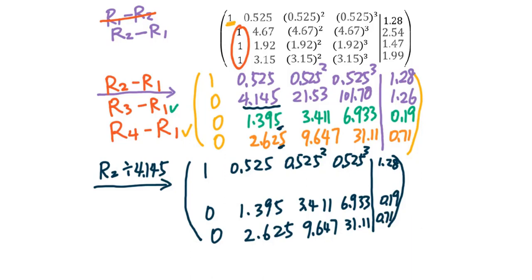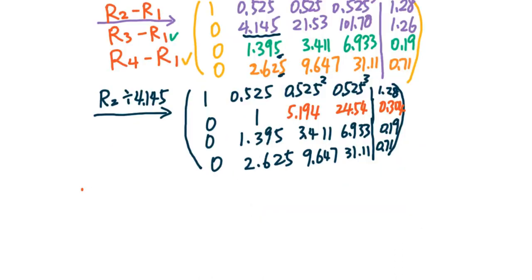I will make row 2 divided by 4.145. So here's 1. So I got the numbers for row 2.